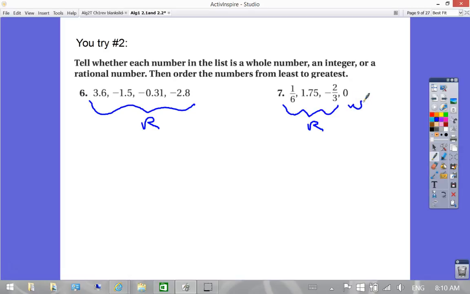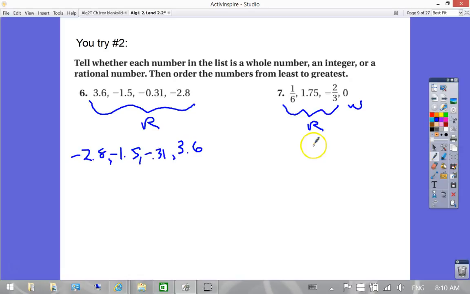Which is the greatest of the first four? There's only one positive number, right? So it has to be the biggest, 3.6. And the only question now is what's the order of the others? The smallest is negative 2.8. The next is negative 1.5. The next is negative 0.31.